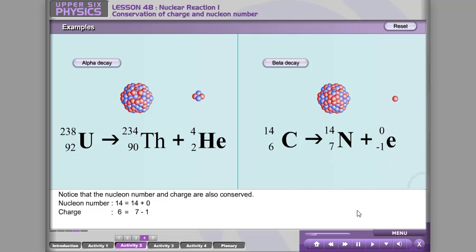Notice that the nucleon number and charge are also conserved. Nucleon number: 14 equals 14 plus 0. Charge: 6 equals 7 minus 1.